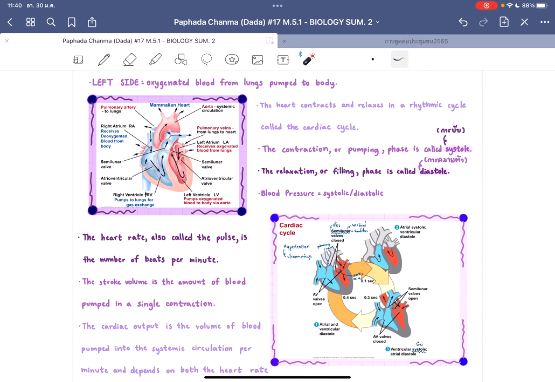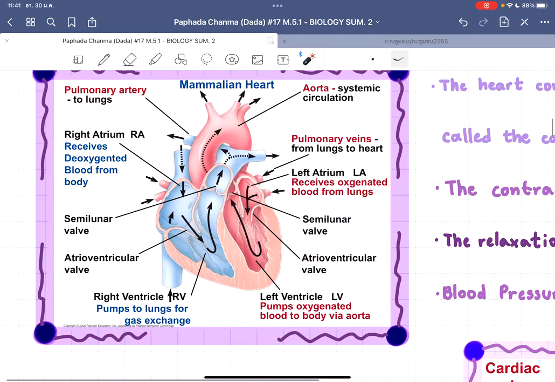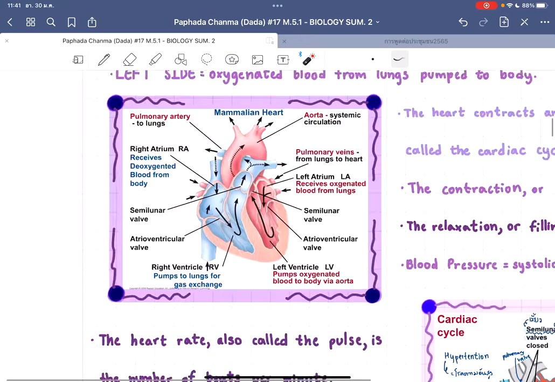Blood pressure is expressed as systolic over diastolic. And this is the picture of the mammalian heart over here.